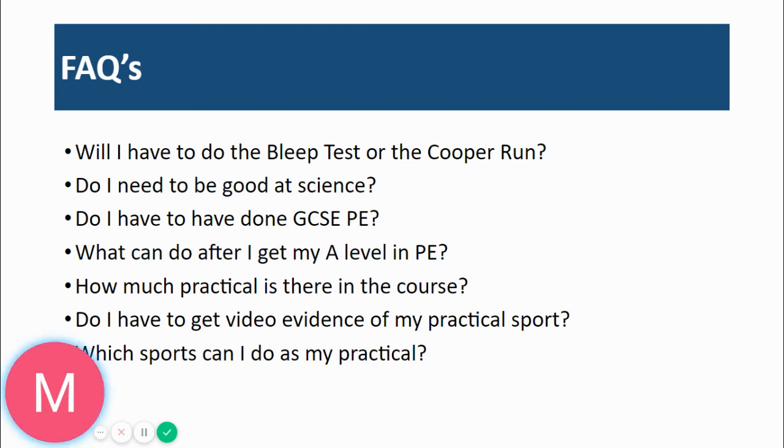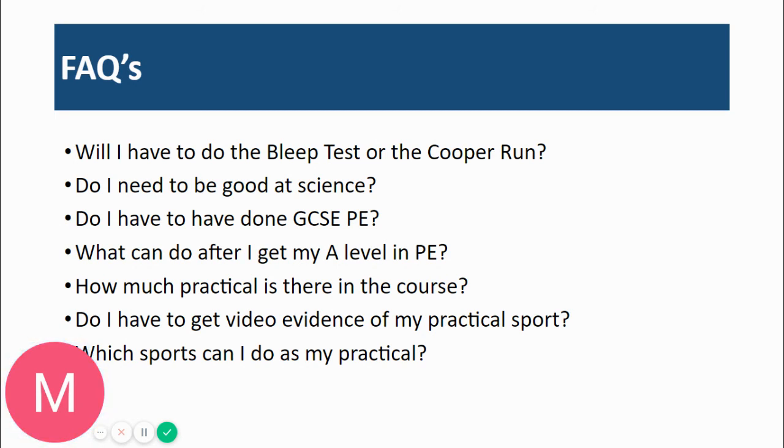How much practical is there in the course? Well, honestly, there is hardly any practical for A-level PE. You will do some fitness testing and some topics may be taught through practical activities, but most lessons are theory lessons in the classroom. Because everyone on the course does different sports and they're training for those outside of school, we don't have practical lessons as part of the course in school.